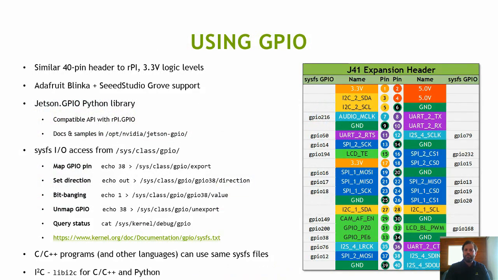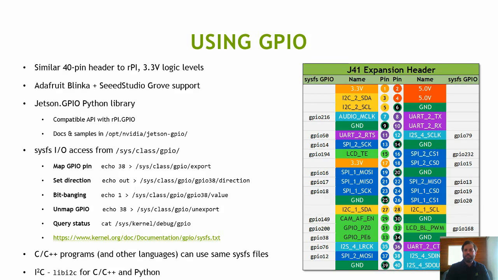The Nano Dev Kit has a 40-pin expansion header, J41, similar to what's found on the Raspberry Pi, and is compatible with many of the same peripherals and hats. It's supported in Adafruit's Blinka Python library and Seeed Studio's Grove library, which all told support over 400 devices and sensors that you can use. By default, the Nano's 40-pin header is configured to expose 2 SPI ports, 2 I2Cs, UART, audio, GPIOs, 3.3 volt and 5 volt power pins.